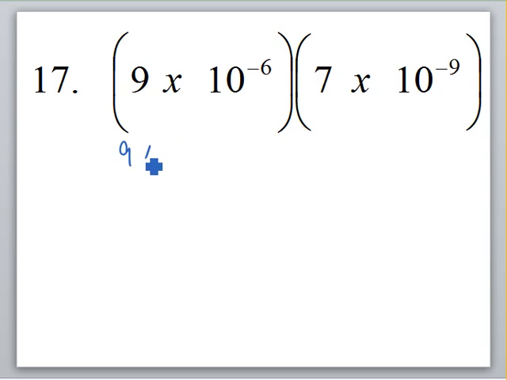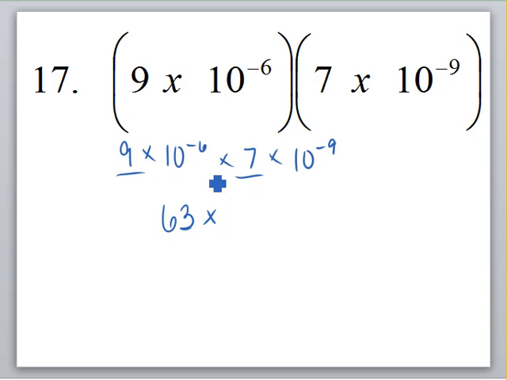These parentheses really mean nothing because everything's being multiplied together. So I'm going to multiply 9 times my 7, which gives me 63. And then I'm going to keep my base and add my exponents together. So I get 10 to the negative 15. Now, most of us find it easier to change this into standard form first, rather than trying to put it strictly into scientific notation. Now, if you're able to do that, then that's fine.